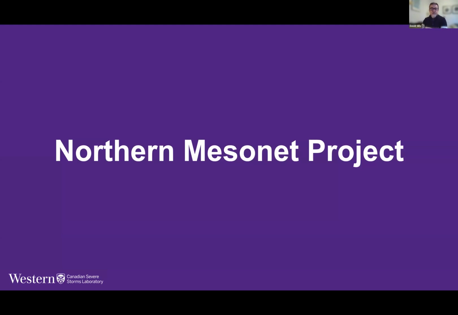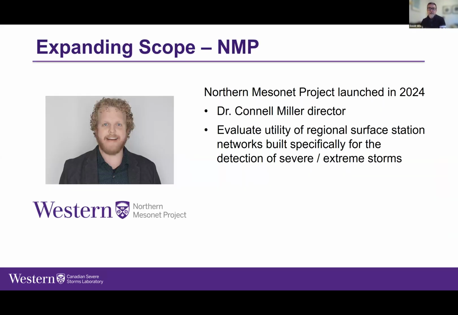I mentioned that we've also started a Northern Mesonet Project. This is led by Connell Miller, who was with the Northern Tornadoes Project, but is now leading this project. The idea here is evaluating the utility of regional surface station networks built for severe and extreme storms. So we know that the way that current weather stations are built, they don't do well at detecting extreme storms, like extreme hail, extreme winds, extreme rainfall. So we want to explore ways of collecting that kind of data.